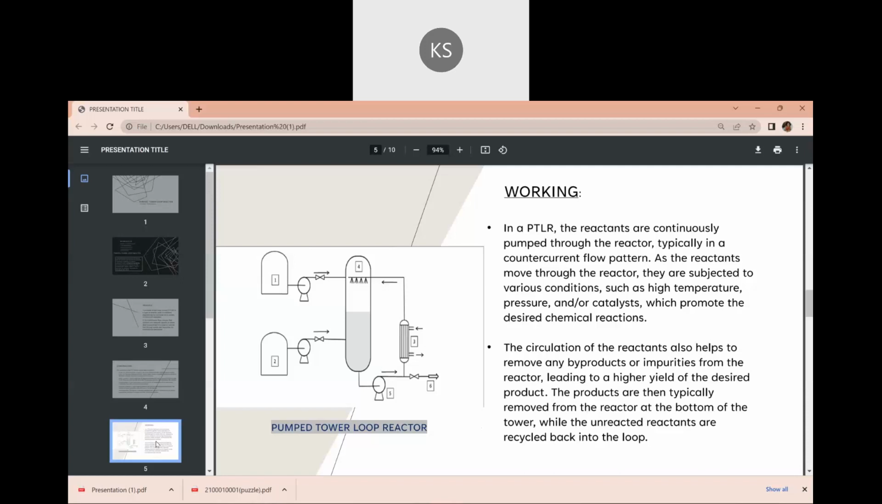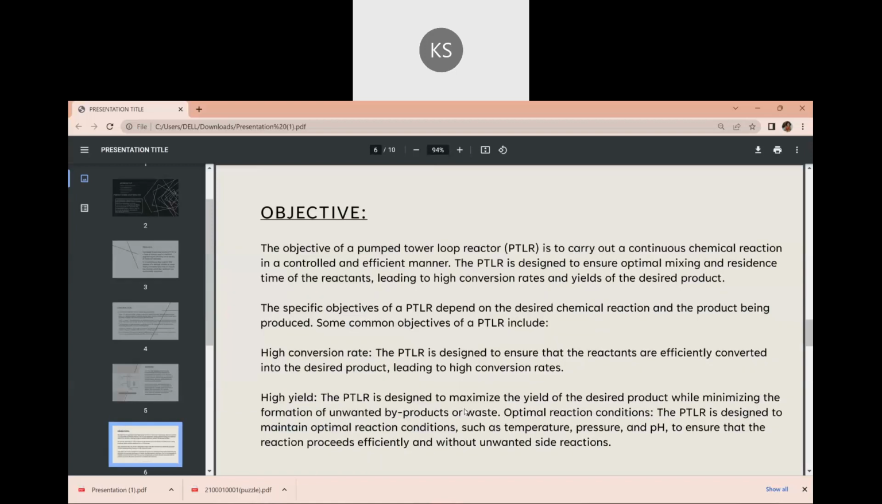It works as a process of centrifugation where impurities are removed, so thereby we get a higher yield of desired product rather than the impurity present product. The products are then typically removed from the reactor at the bottom of the tower, while the unreacted reactants are recycled back into the loop. This is the working of the reactor.